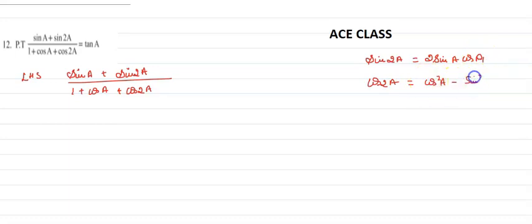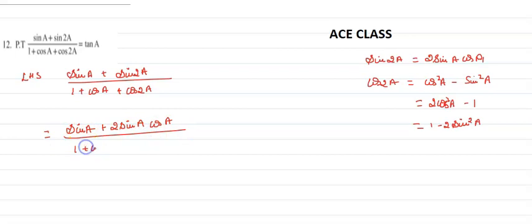Cos square A minus sin square A. The other one is 2 cos square A minus 1. The third one is 1 minus 2 sin square A. Among these three, one I'll be using, so you need to identify which I'm using. Sin A I will write as it is. Sin 2A I will write as 2 sin A cos A, whole divided by 1 plus cos A. This cos 2A, I'll write in terms of cos because I have to cancel this one. So cos 2A I will write as 2 cos square A minus 1.